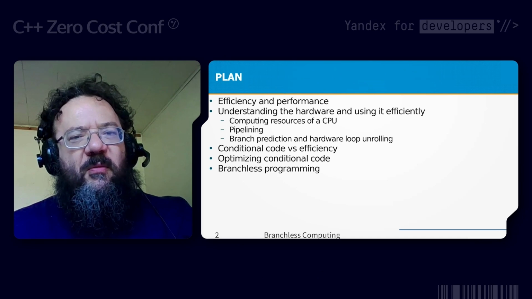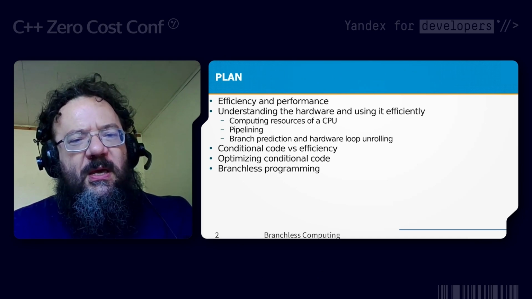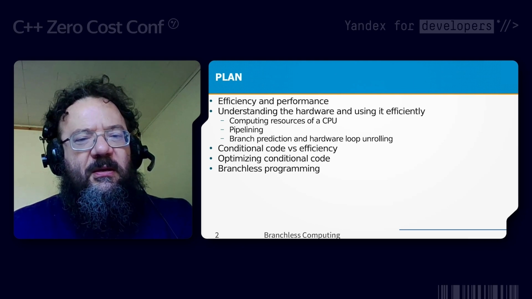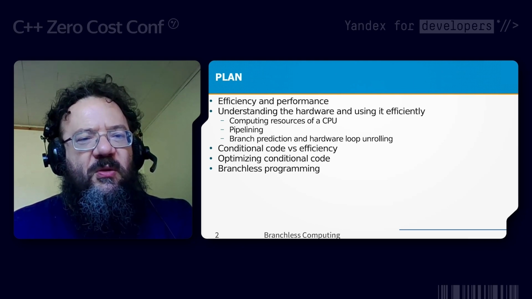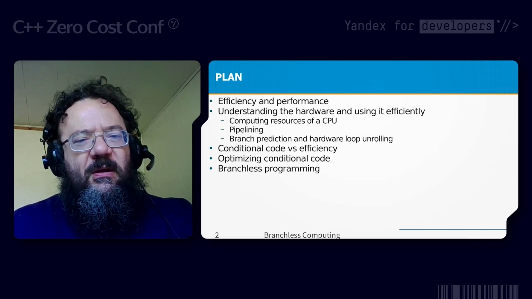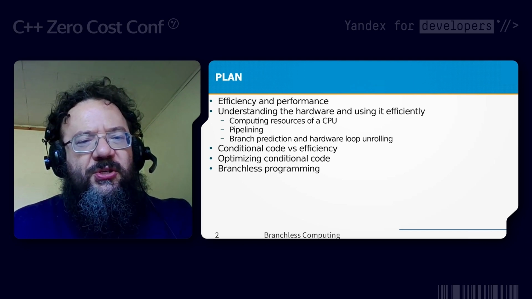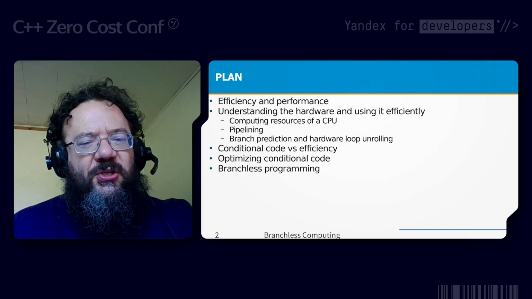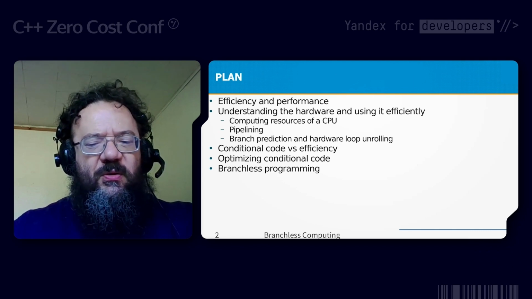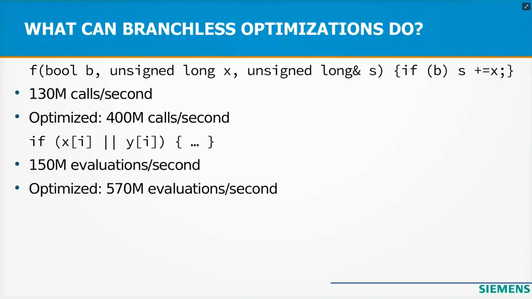So before we talk about branchless programming, we're going to spend a fair bit of time explaining why branchless programming came up to attention of the C++ community. It's a performance-related issue, so we talk about performance, optimizations, understanding of how to use hardware efficiently, in particular, understanding of how conditional code impacts efficiency and how it's optimized. Okay, let's start with a kind of teaser for the presentation.